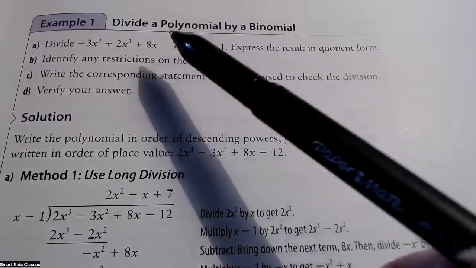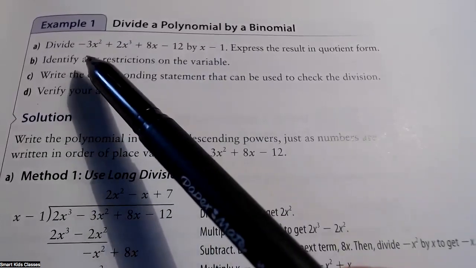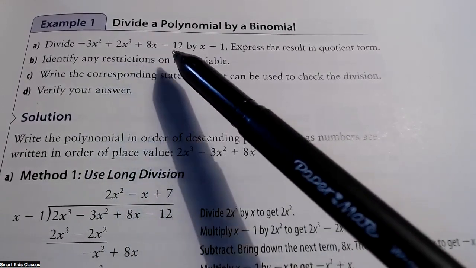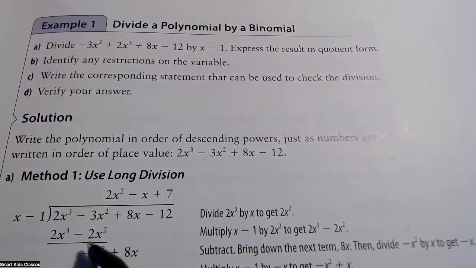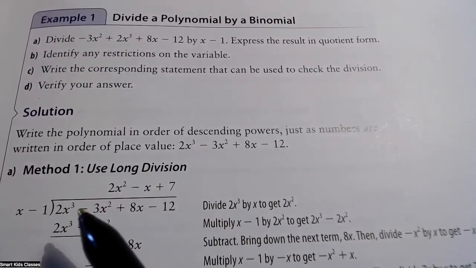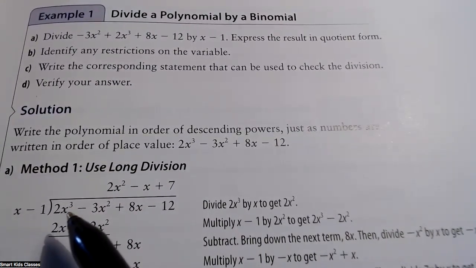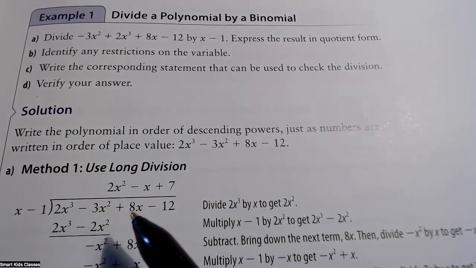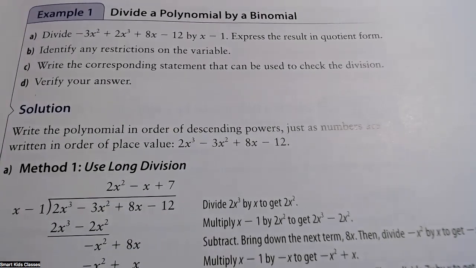Example 1. Divide a polynomial by a binomial. Divide negative 3x squared plus 2x exponent 3 plus 8x minus 12 by x minus 1. So we are going to write it in a division format. When you write division, you always write the largest exponent in front. It becomes 2x exponent 3 minus 3x squared plus 8x minus 12 divided by x minus 1.